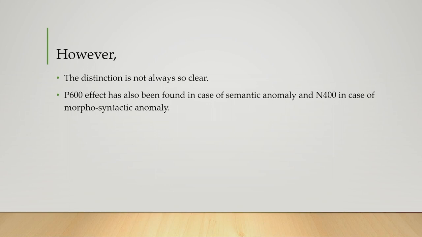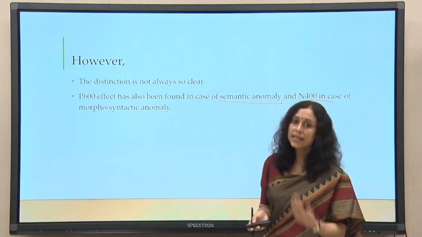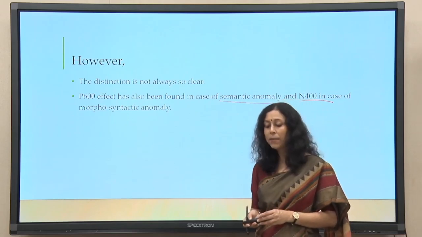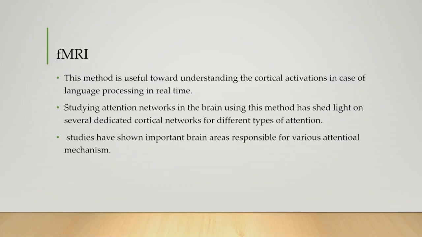However, there are some recent studies that have found that this kind of watertight compartmentalization probably is not always possible, because the distinction is not always clear. There are some recent findings that show that the P600 effect has been found in case of semantic anomaly as well, and N400 in case of morphosyntactic anomaly. So, the allocation of N400 only for semantic anomaly and so on probably does not work given various kinds of task conditions and other things. So, this is what we have as a background with respect to ERP.